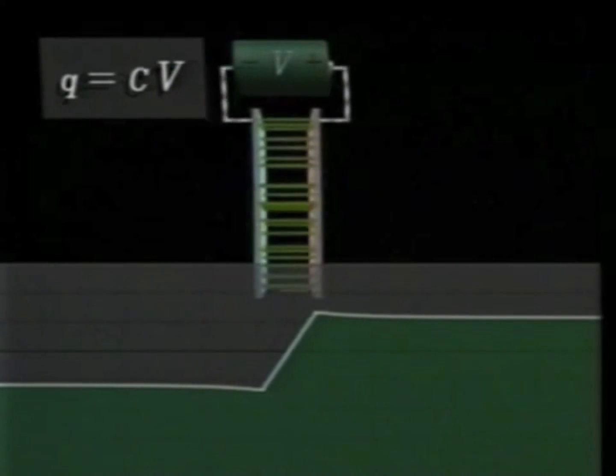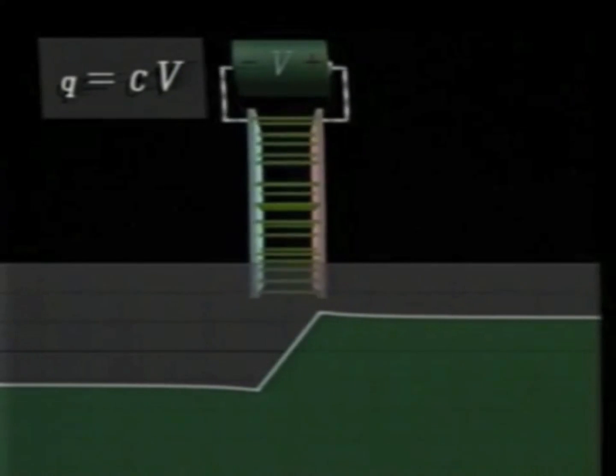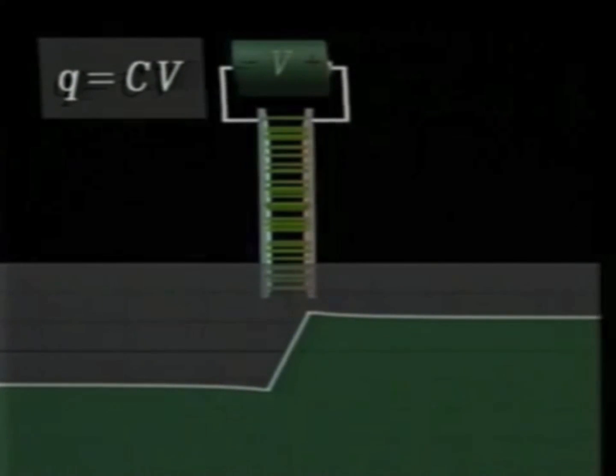If the voltage is held constant by a battery, the charge, and therefore the capacitance, changes inversely as the distance between the plates, and is proportional to the area of the plates.